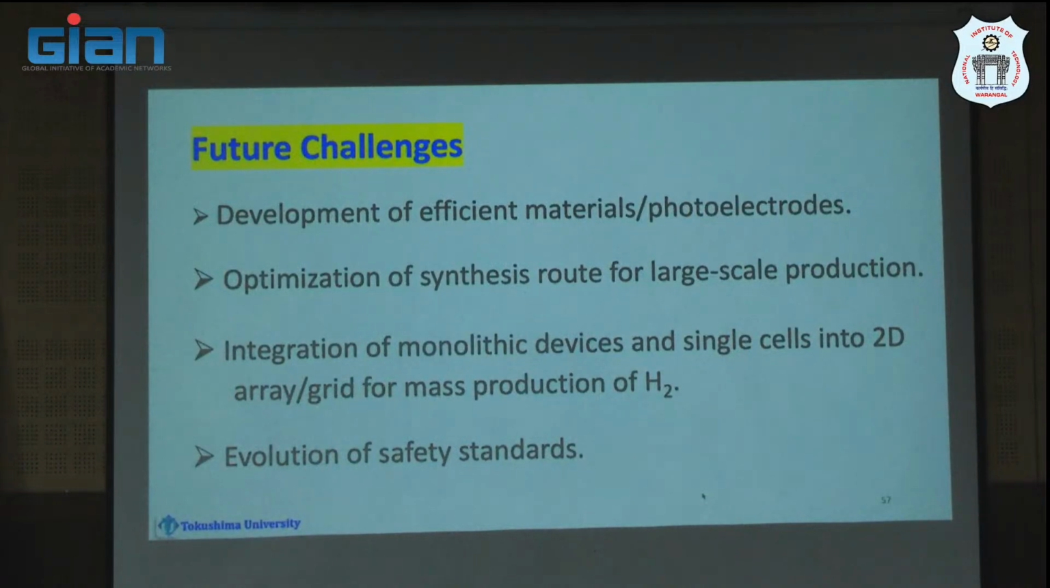So now it is almost 10:55 or so. We can use a few minutes for questions if you have. Thank you. Questions? Any question on photocatalysis, hydrogen production? Yes?